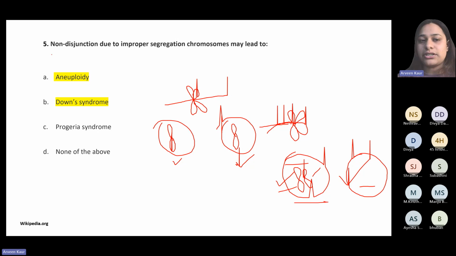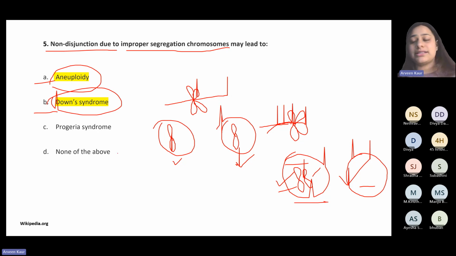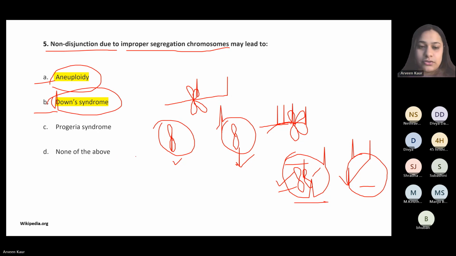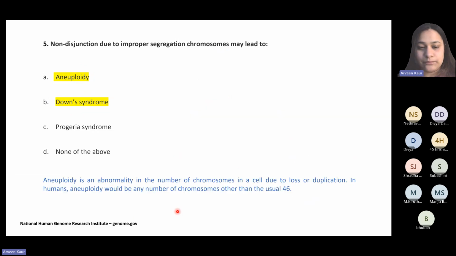All right. So non-disjunction could lead to improper segregation of chromosomes, right? Now, if this happens, then either of these conditions could occur, right? It could either be aneuploidy or Down syndrome. So, why do we say that? Because what is aneuploidy? So, for this, I have kept a definition from Wikipedia. That is why I had mentioned that link.